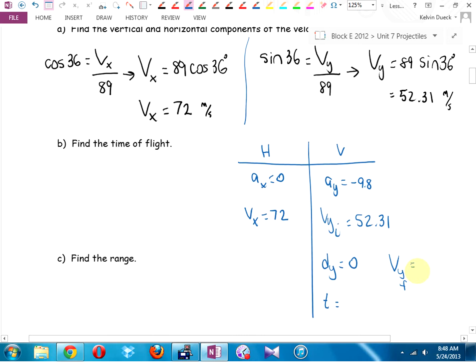How high are you when you started, Michael? How high are you when you finish? What's your velocity just as you leave the ground? Vertically, 50 point... What's your velocity just as you hit the ground? Careful. Negative 52.31. That's going to give us more options and avoid that quadratic.